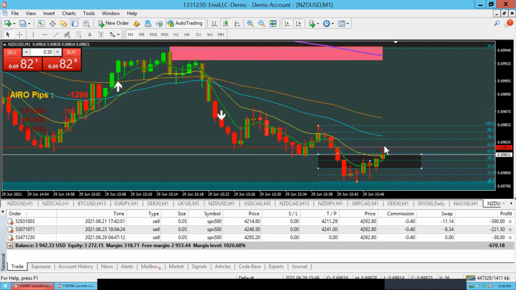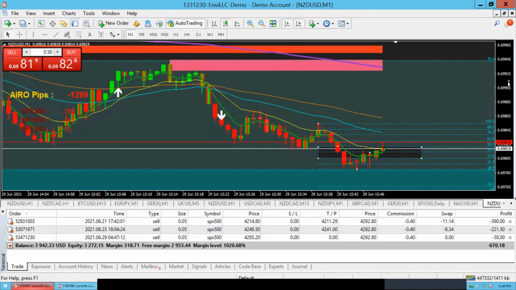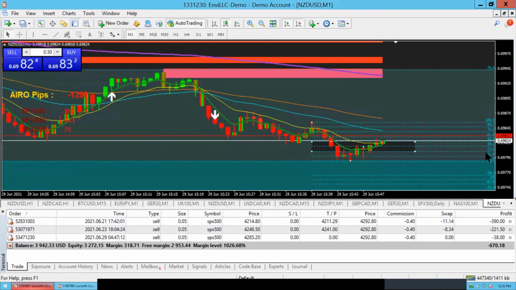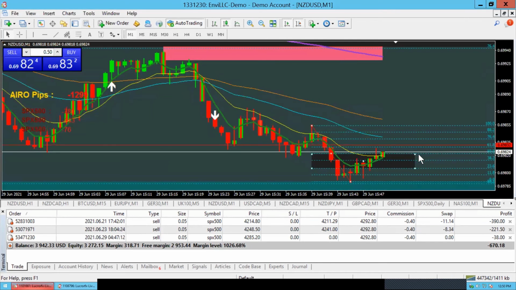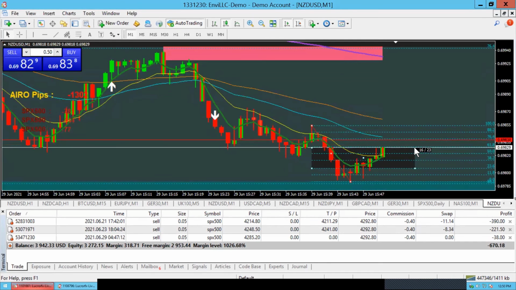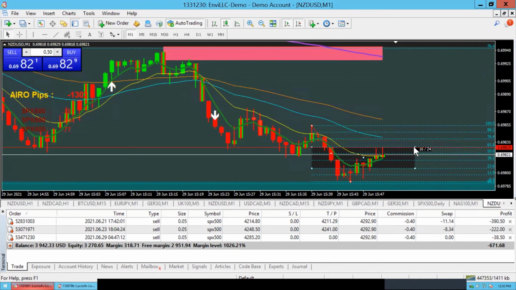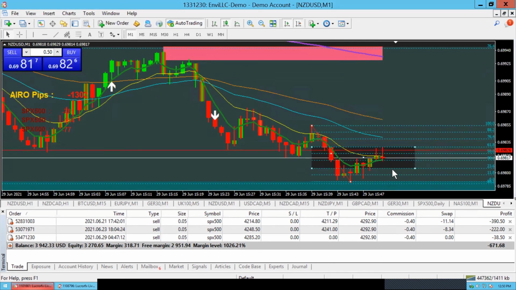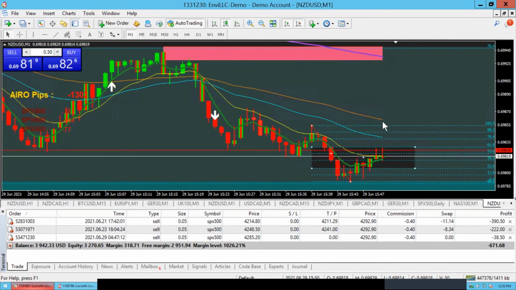Got a little wick. Let's find some sellers coming in here. There's the 61. Got two little wicks right in there. Moving average hasn't crossed over. Find some sellers coming in. Here's our stop, could be above these two lines.